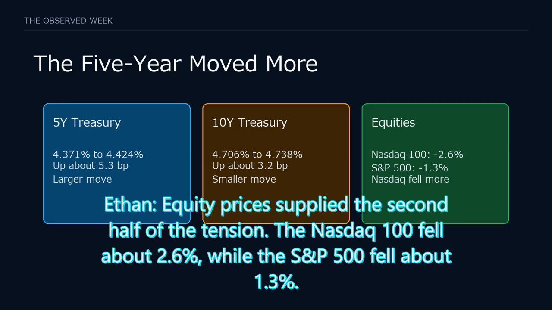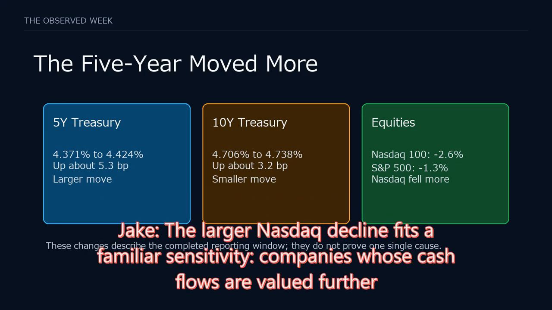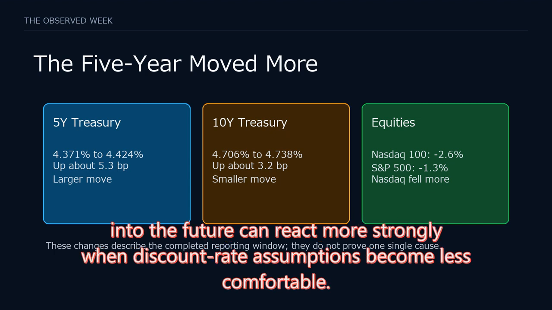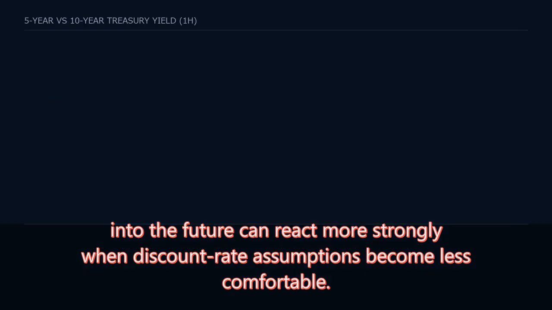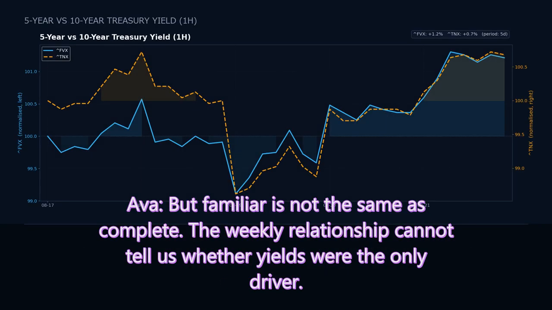Equity prices supplied the second half of the tension. The Nasdaq 100 fell about 2.6%, while the S&P 500 fell about 1.3%. The larger Nasdaq decline fits a familiar sensitivity. Companies whose cash flows are valued further into the future can react more strongly when discount rate assumptions become less comfortable. But familiar is not the same as complete.